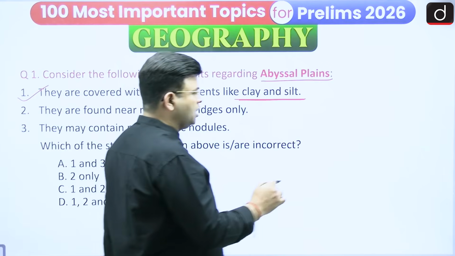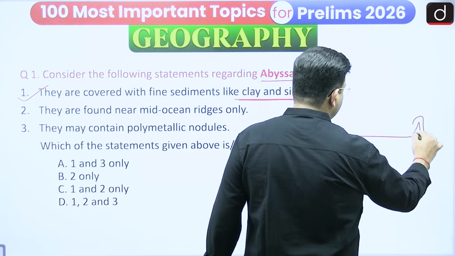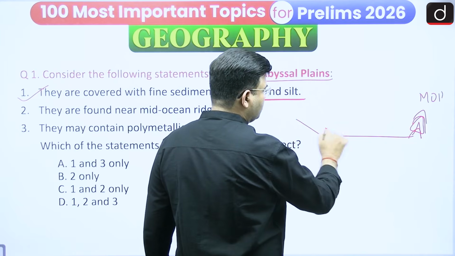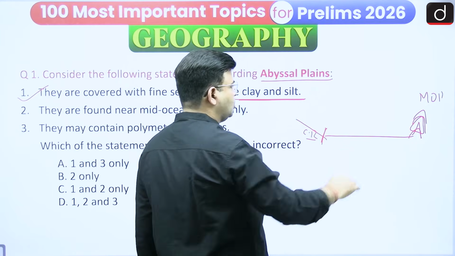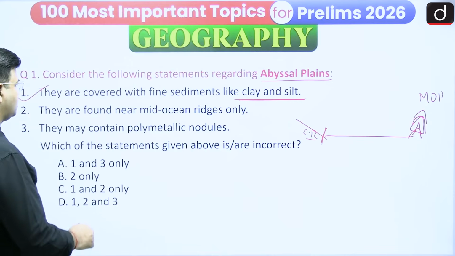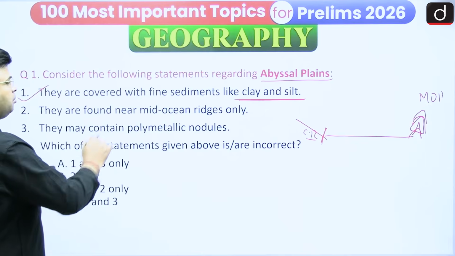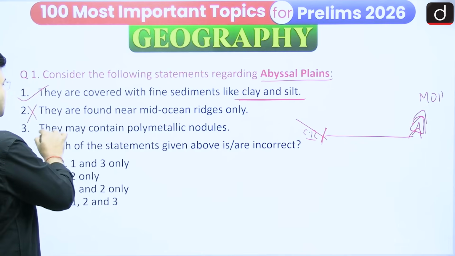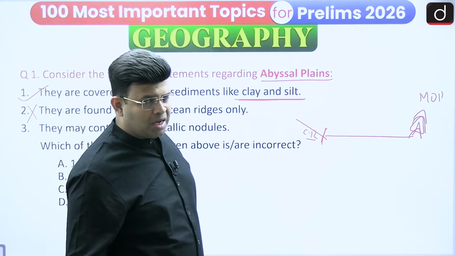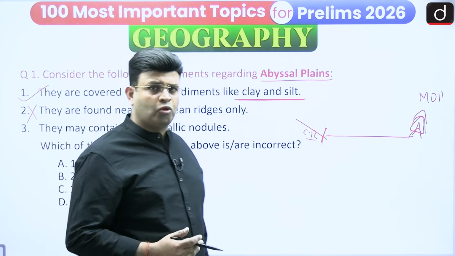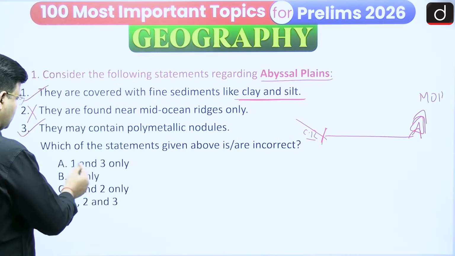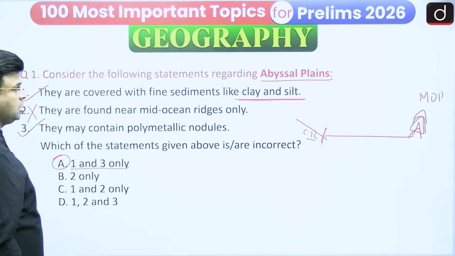No, there is a mid-oceanic ridge in the middle, and at the same time the continental rise. So they are not only near the mid-oceanic ridge; they lie between the mid-oceanic ridge and the continental rise. So this statement is wrong. Third, they may contain polymetallic nodules. Yes, they contain sulfide, manganese, phosphoric, some iron, so polymetallic nodules are there. This statement is correct. So option A, 1 and 3 only, is correct.